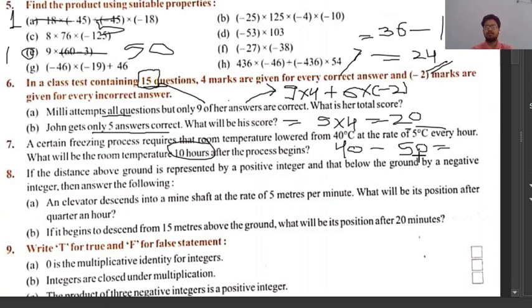40 minus 50, what will you get? You see, this 40 has a plus sign and this 50 has a negative sign. So both have different signs. If both have different signs, then what will we do? We just take the difference. 50 minus 40, you will get 10.